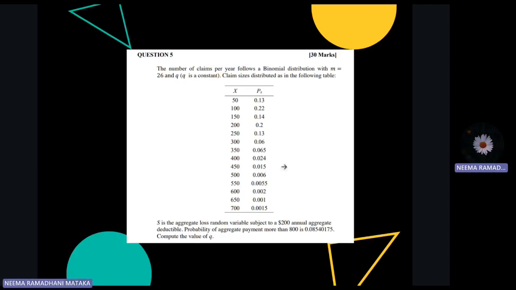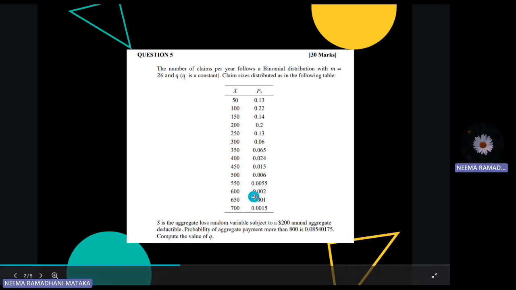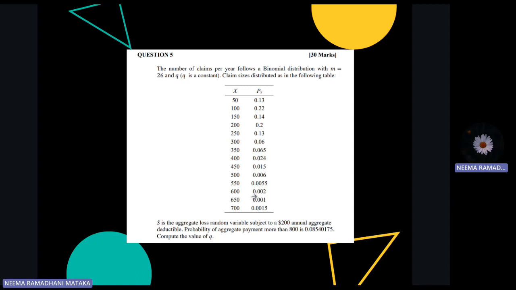So the question is, you're given a number of claims which follow a binomial distribution with m equals 26, and q is a constant, not given. The claim size distribution is as follows. You're given the x values here, and you're also given the probabilities. And also, you're given S. S is the aggregate loss random variable, which is subject to a 200 annual aggregate deductible.